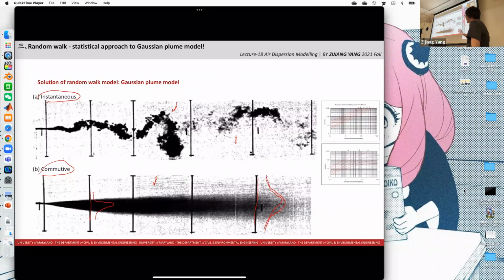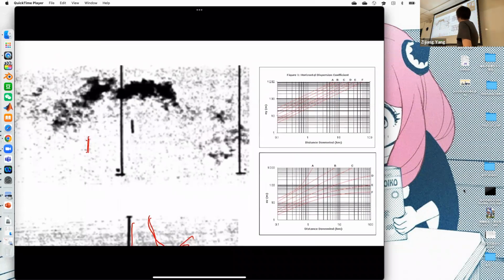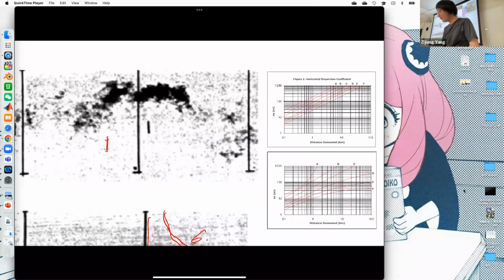And again, this can be described by a normal distribution with the mean equal to the position of the source and the standard deviation sigma. And this sigma can be obtained empirically. So again, we can use this table to determine the sigma of this Gaussian plume.